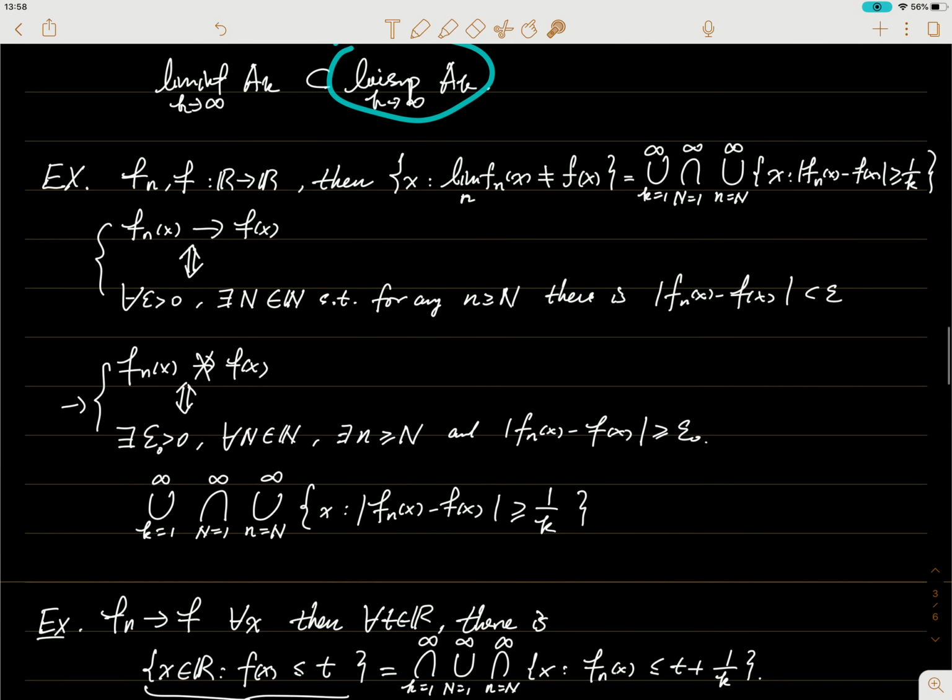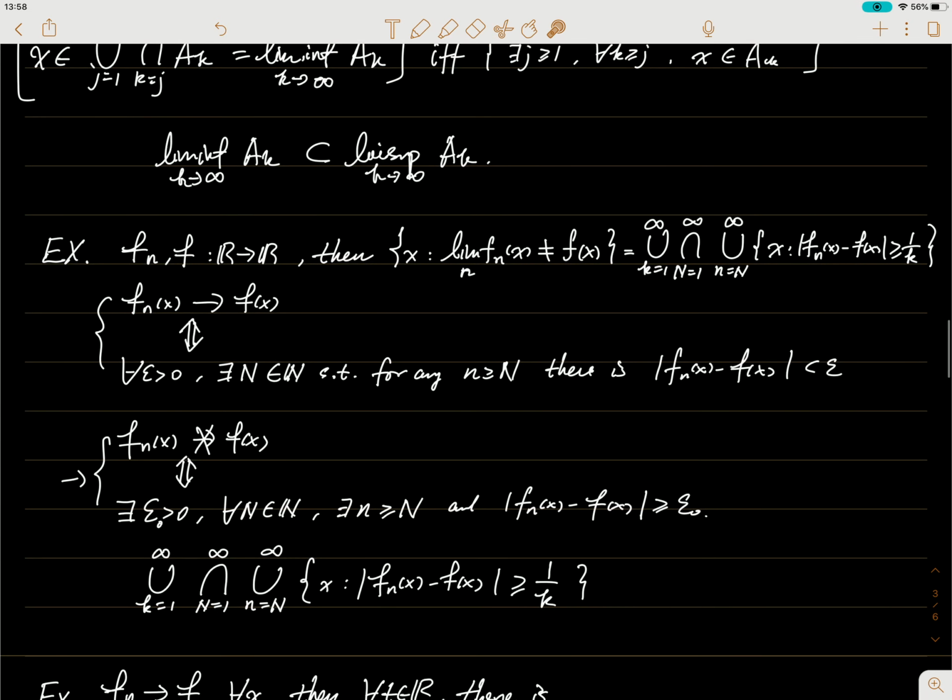Okay, so let's look at a few examples. Suppose we have a sequence of functions. f_n is a sequence of functions, and we have this f. So now let's consider this set. Since we have a sequence, we can consider the limit. Maybe it exists, maybe not. But for any x, we can consider a sequence of numbers, which we call f_n(x). Now, as n goes to infinity, we can check if the limit is equal to the value of f(x). And the problem we are trying to prove is that this set is actually just equal to this set.